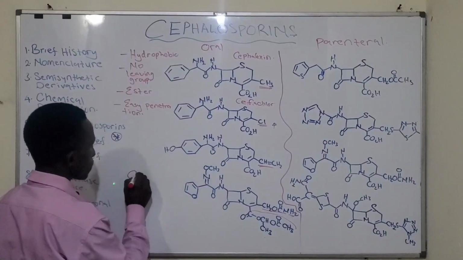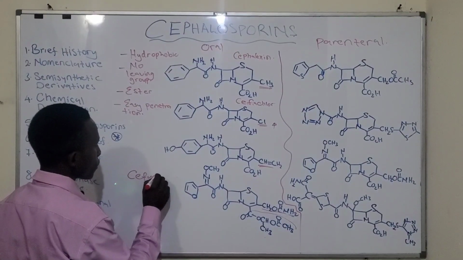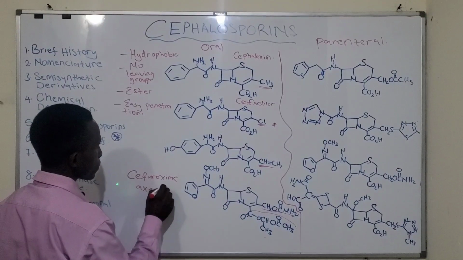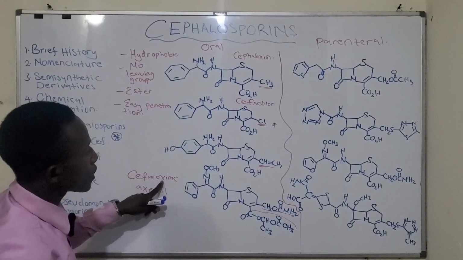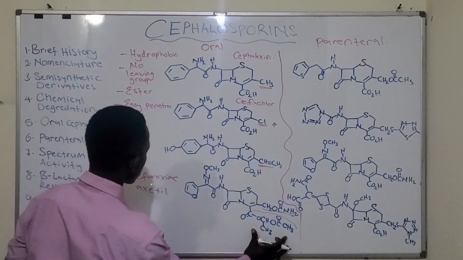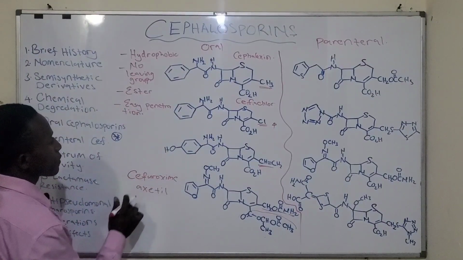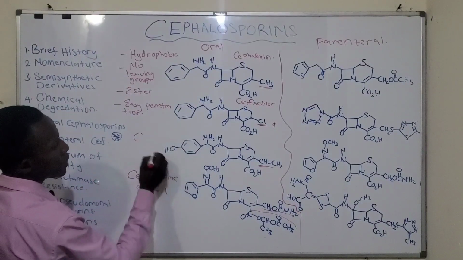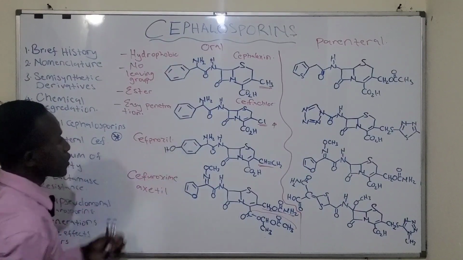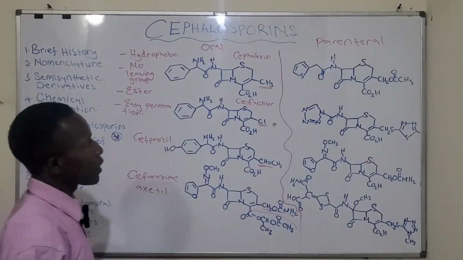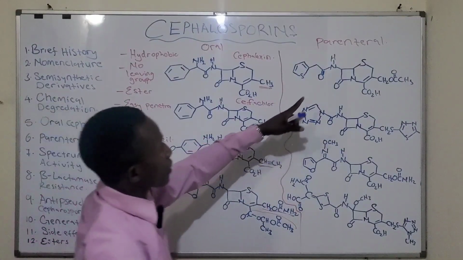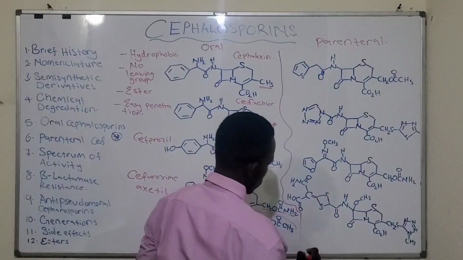So this is cefuroxime axetil. It's an ester of cefuroxime. Cefuroxime is a parenteral, but if we make it an ester, it is an oral drug. Now, for parenterals, they have leaving groups.